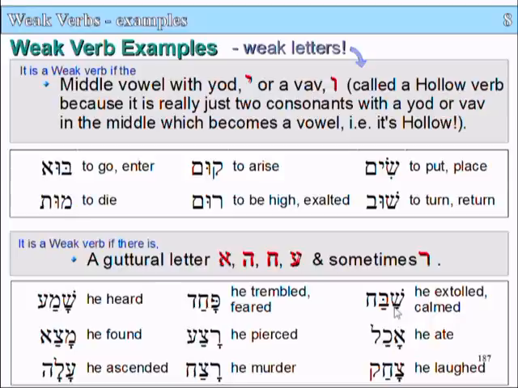Shabach. Shabach, again it has a chet. He extolled or calmed. Achal has an aleph here. And zachak, it has a chet. He laughed.